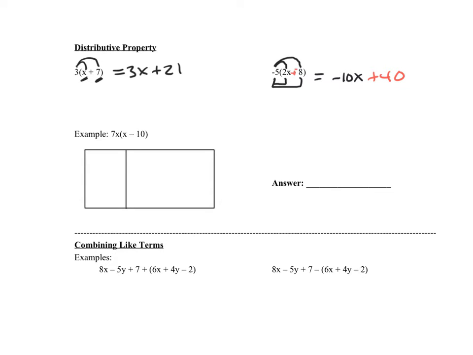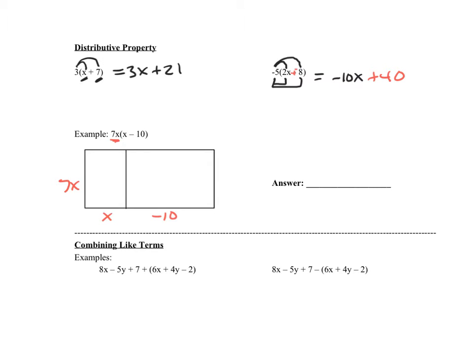Okay. You can do distribution using a generic rectangle if you want. I've set one up here for the next example. The 7x would go on the side with just one length, and the x minus 10 would go on the other side. And then we just do the multiplication for each box.